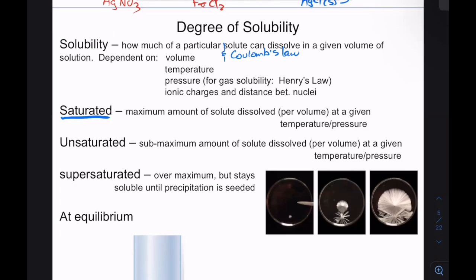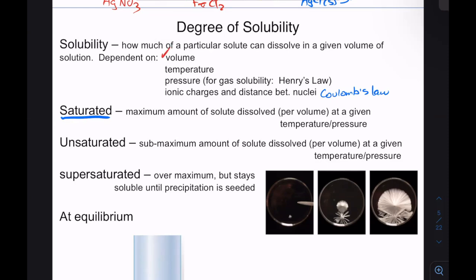I didn't talk about those. Oh, here, ionic charges and distance between nuclei. That's the Coulomb's law. I should have seen that here. Okay, so if you increase the volume, then let's say you put too much sugar in your sweet tea. Well, if you add more water to that sweet tea, you'll probably get it to go back into solution. So the volume has some effect on whether something is soluble or not.